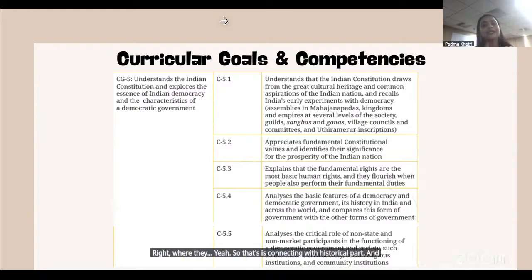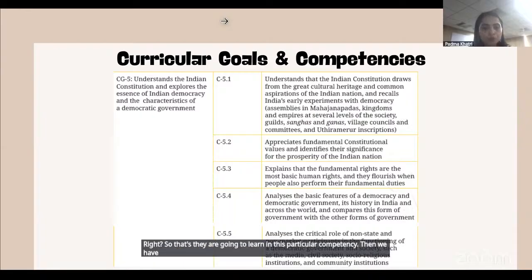And then they will be connecting to the present democracy also, that what is happening at the present time in India, what happened in the past in India, and how democracy is rooted in Indian roots also, and how it is continued and evolved at the present time, right? So that's what they are going to learn in this particular competency. Then we have competency 5.2, that appreciates fundamental constitutional values and identifies their significance for the prosperity of the Indian nation.